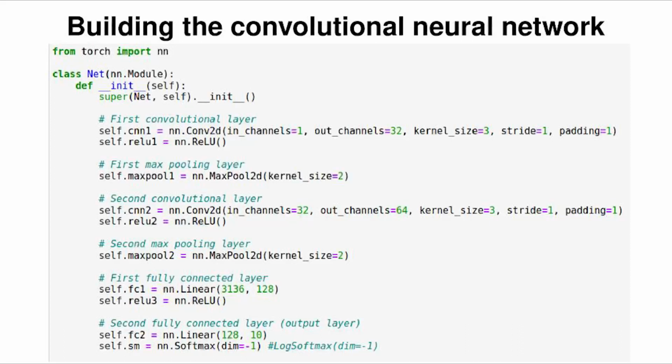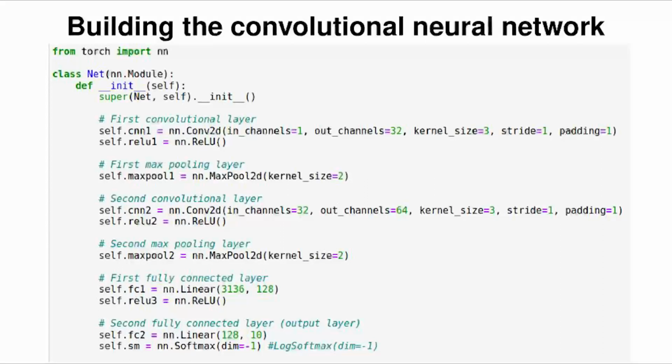The second convolutional and second max pooling layer are defined analogously to the first convolutional and first max pooling layer. The only difference is that for the second convolutional layer, the input image is the output of the first max pooling layer that has 32 channels. And the number of output features is set to 64 because we want to use 64 filters in this layer.